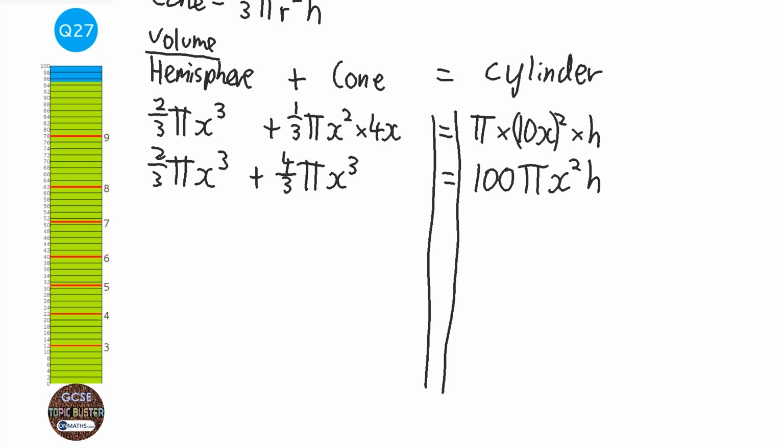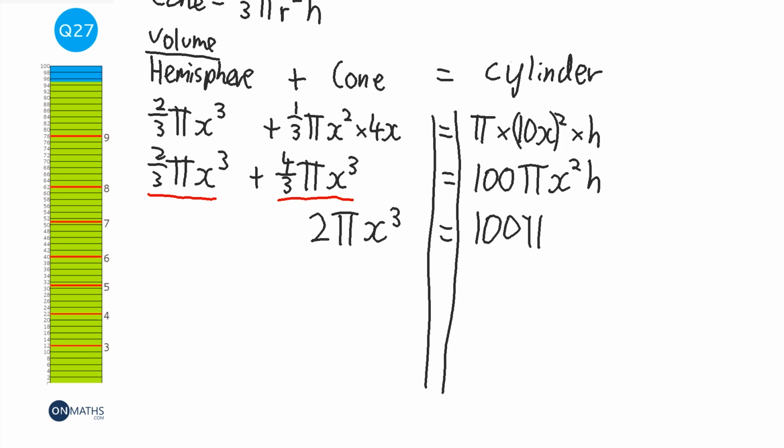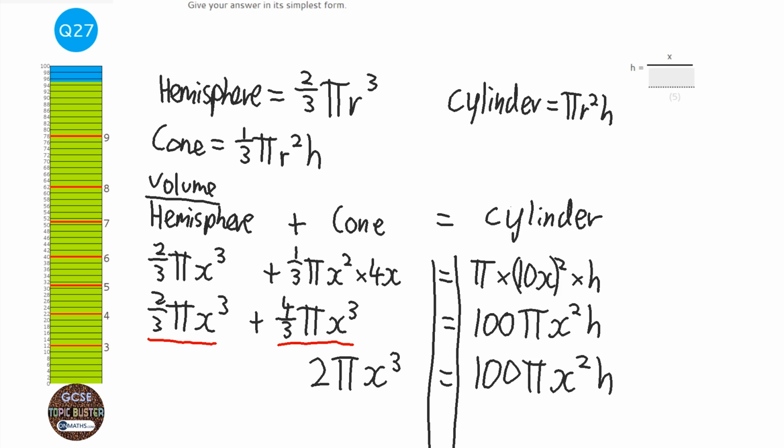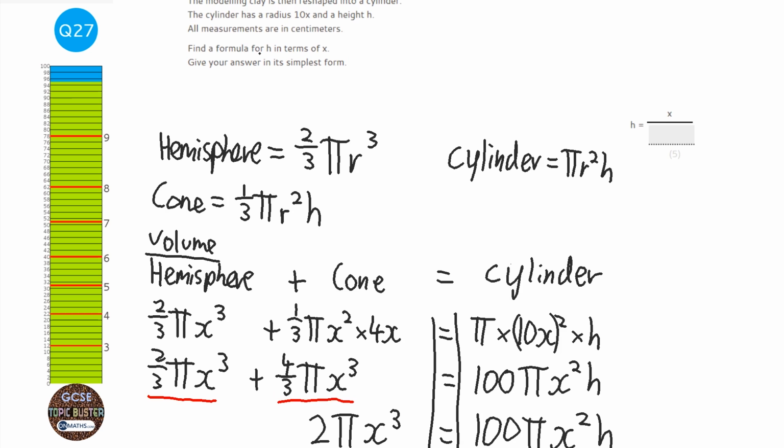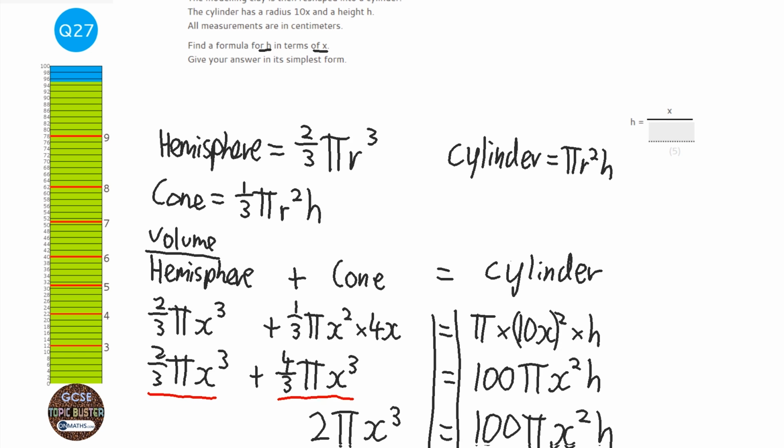Now, if you notice on the left-hand side, these two here are the same. There's both pi x cubed. So we can just add them together. So it's going to be 2/3 plus 4/3. So that's going to be 6/3, or just 2. So it's going to be 2 pi x cubed equals 100 pi x squared h. Brilliant. Now let's just check to see what it wants. It wants a formula of h in terms of x. So it wants h equals.